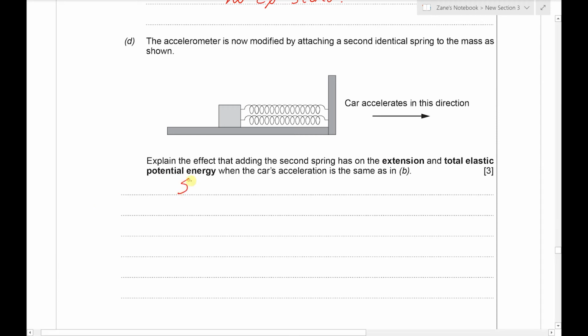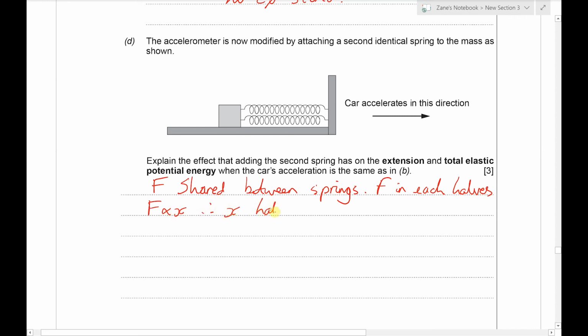So let's write down something along the lines of: force is shared between the springs. The force in each halves. And going back to Hooke's law, force proportional to extension, therefore the extension halves.